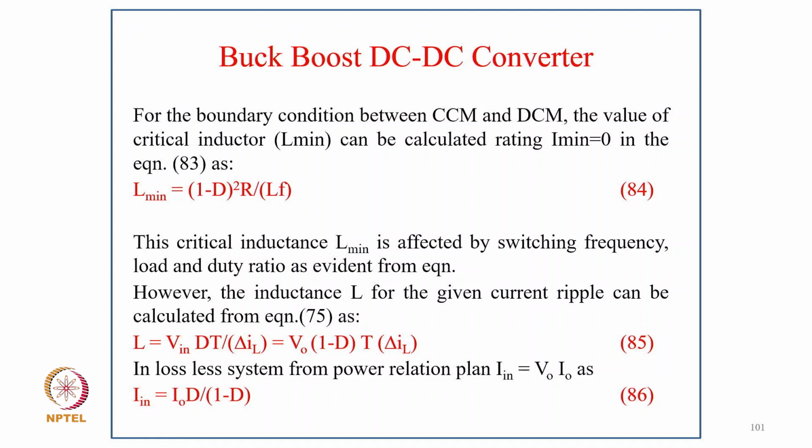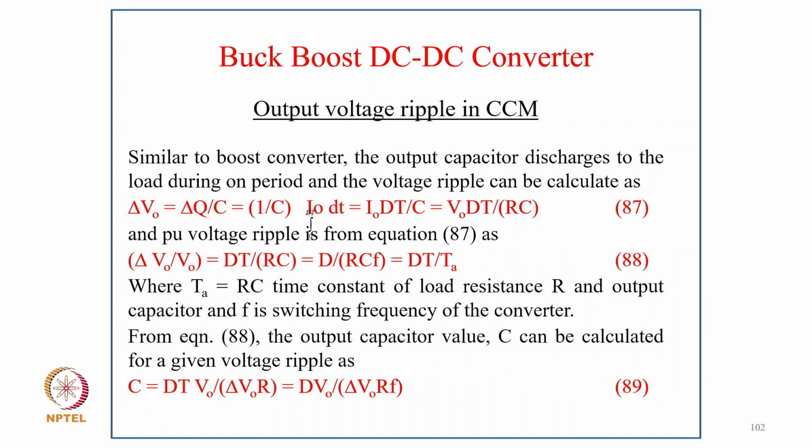However, the inductance for a given current ripple can be calculated as L equal to Vin D T/delta IL, or equal to Vin D T/delta IL. So in a lossless system, the power balance gives Vin Iin equal to VO IO. So Iin equal to IO D/(1 minus D).